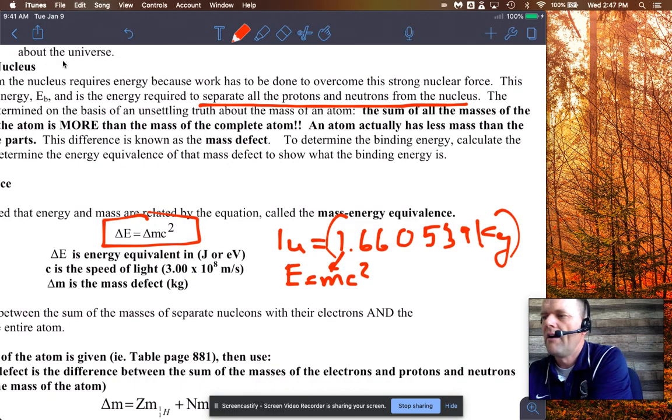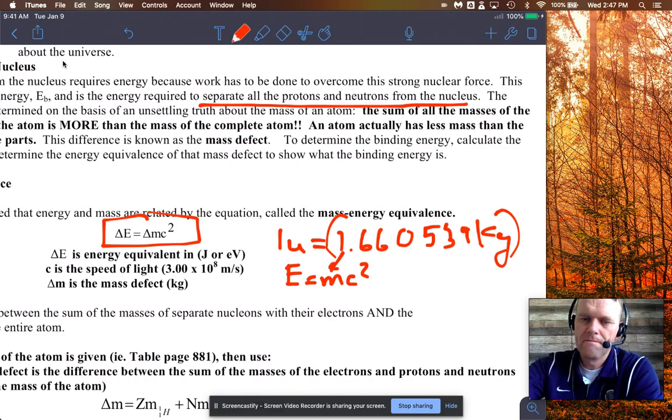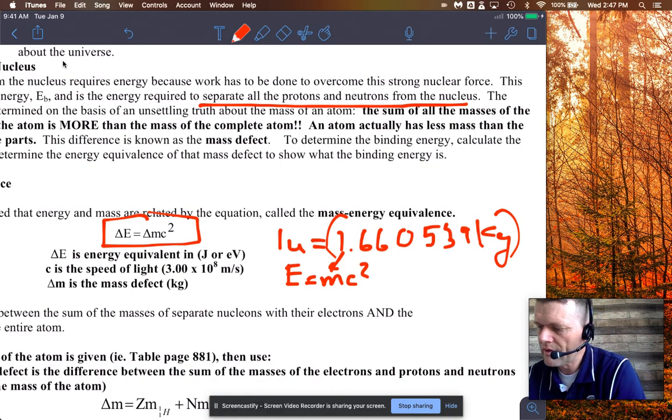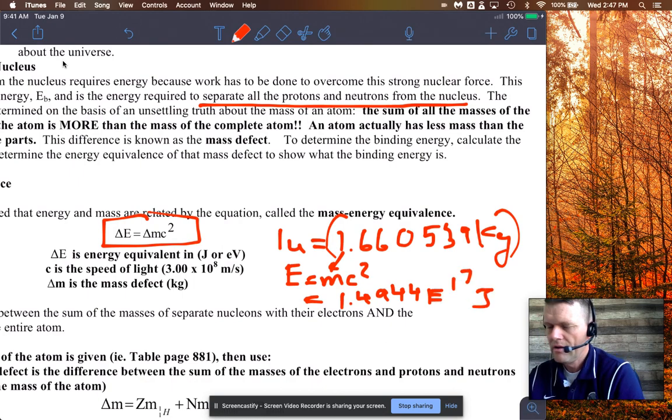Now, I'm not going to write that energy down, but it'll make more sense if I show it to you. That mass times the speed of light squared is going to equal 1.4944 times ten to the negative 10 joules. Now, that's not a great number. I'm not going to use that for anything.